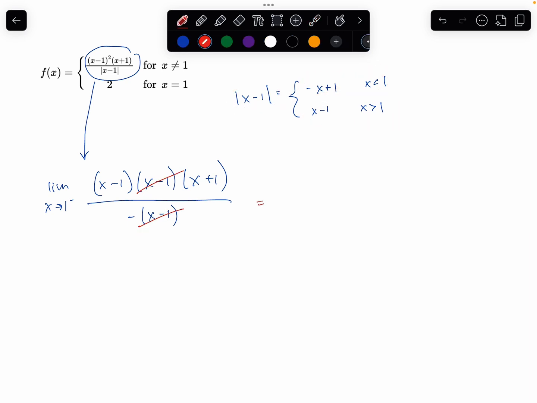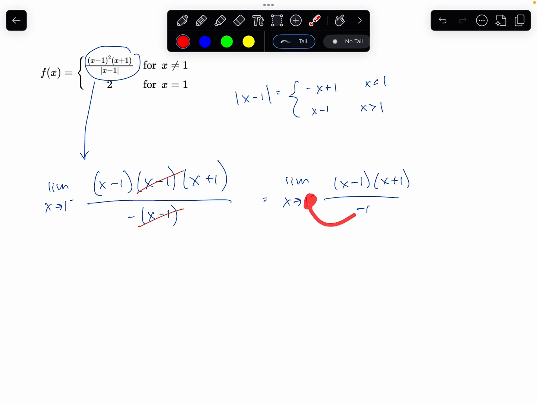So then I get the limit as x approaches 1 from the left of x minus 1 times x plus 1 over negative 1. So now let's go ahead and plug in 1, since I won't get a 0 in the denominator. If I plug in 1 here, I get 0, but I don't get 0 here. But altogether, I still get 0. So I'm going to get 0 over negative 1, which is just 0.